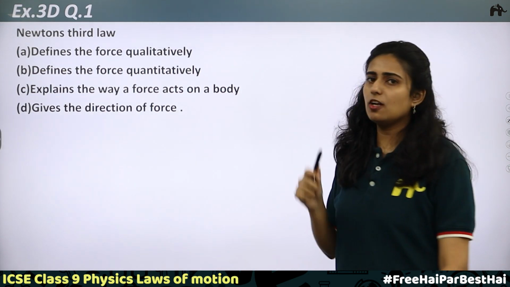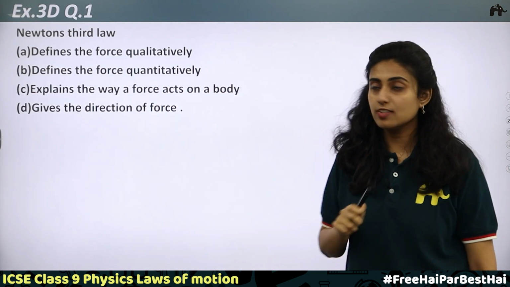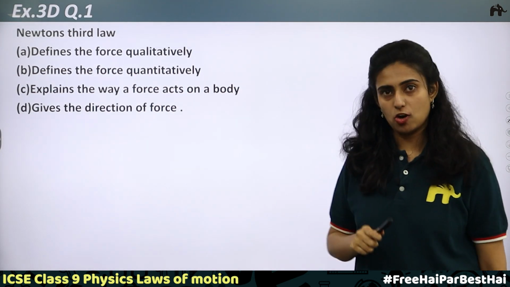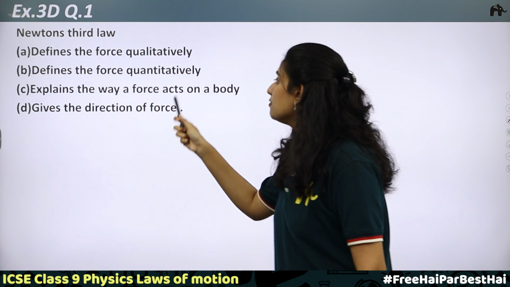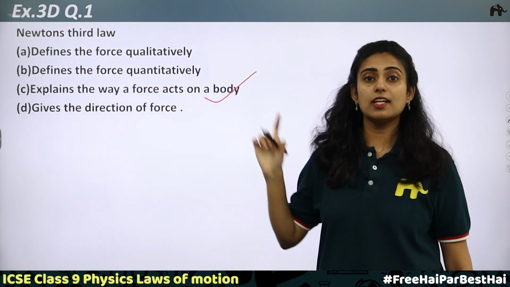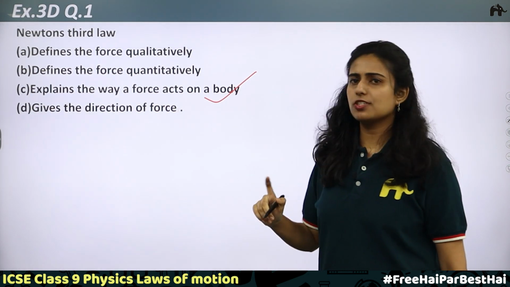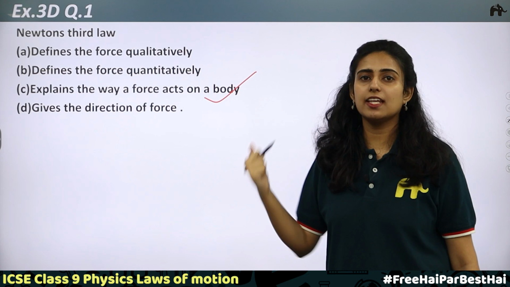What about Newton's third law of motion? For every action, there is an equal and opposite reaction which acts on two different bodies. Okay, it explains the way a force acts on a body. So this is the option for Newton's third law of motion. Clear? Direction of force is also given by Newton's second law of motion.